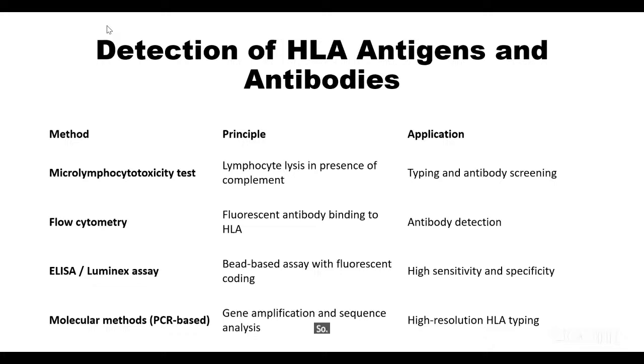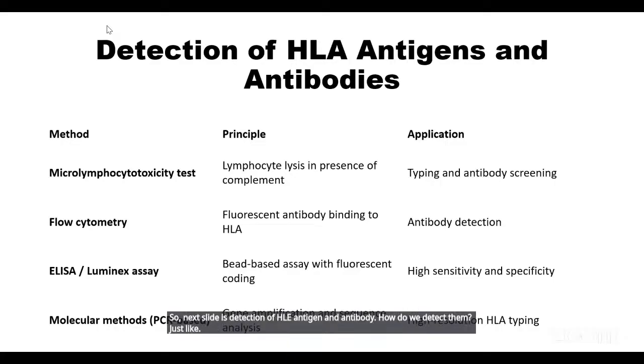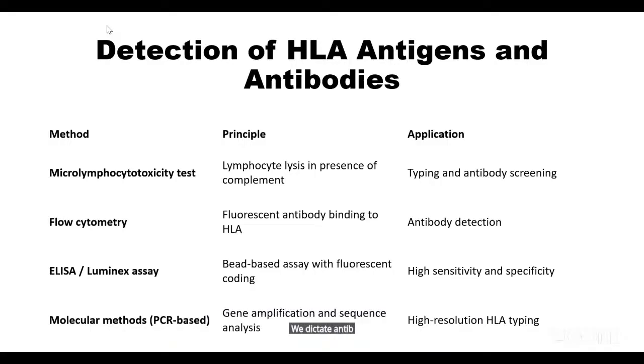So next slide is detection of HLA antigen and antibody. How do we detect them? Just like we detect antibody on the red cell surfaces, we are supposed to understand how to detect all these antigen and antibodies too. So, microlymphocytotoxicity test is a way of doing that. Flow cytometry, ELISA, molecular method.